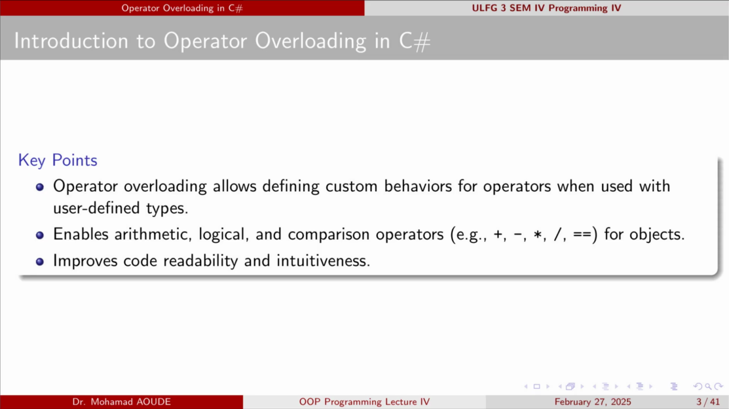What is operator overloading? It's the ability to redefine the behavior of operators like plus, minus, check if equal when they are applied to your own classes. The key purpose: to make working with your classes feel natural, like working with numbers or strings. Without operator overloading, combining two objects would require awkward method calls. With it, we can simply write object1 plus object2, much cleaner and more readable.